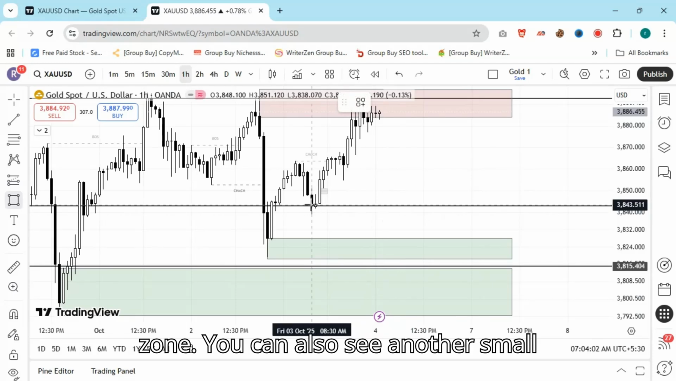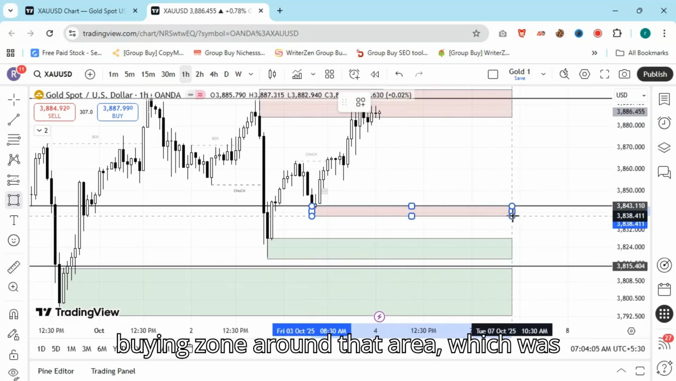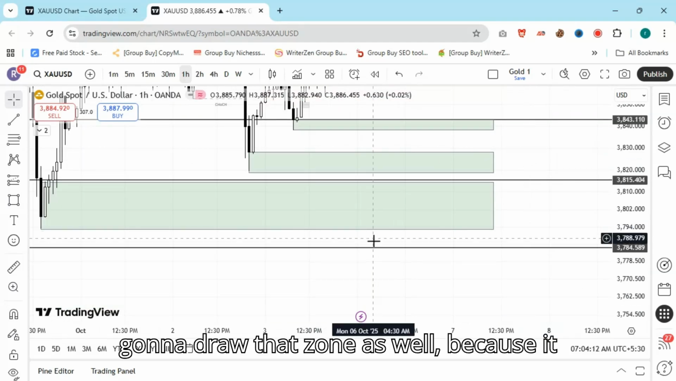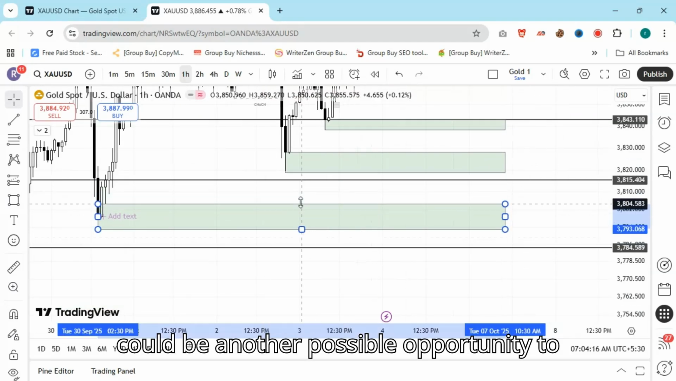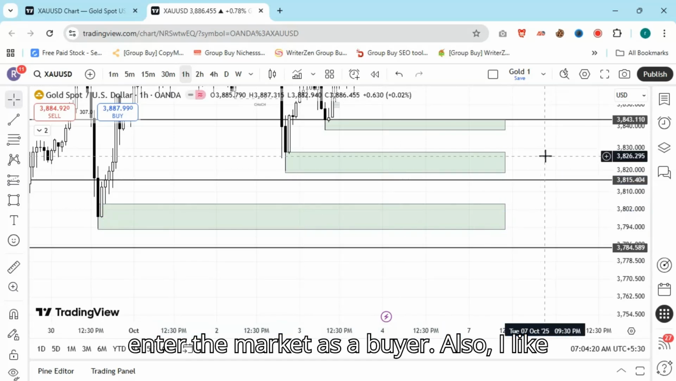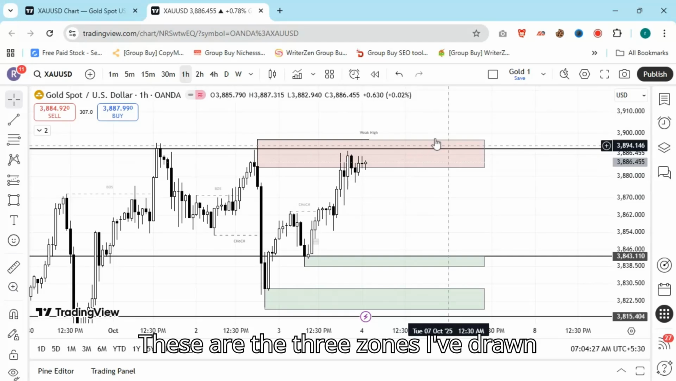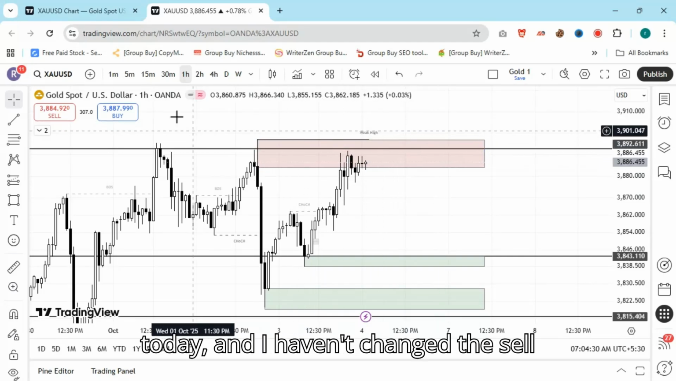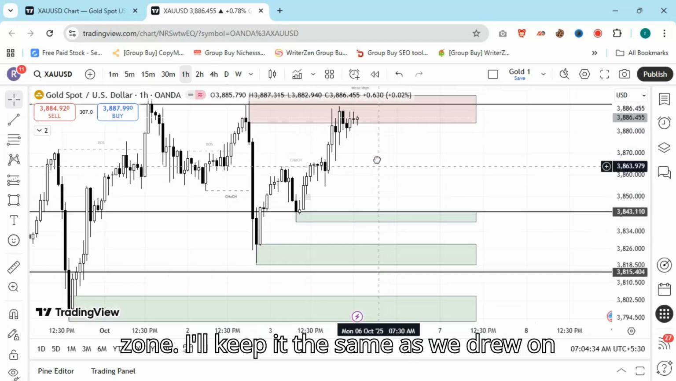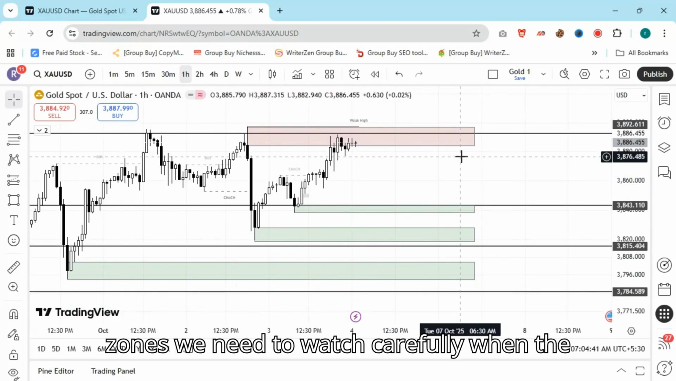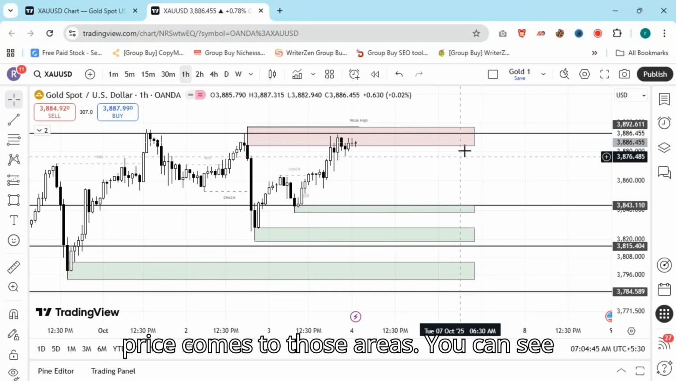You can also see another small buying zone around that area, which was not visible on the 4-hour chart. I'm going to draw that zone as well, because it could be another possible opportunity to enter the market as a buyer. Also, I like to reduce that third buy zone like that. These are the 3 zones I've drawn today, and I haven't changed the sell zone. I'll keep it the same as we drew on the 4-hour chart. These are the 4 zones we need to watch carefully when the price comes to those areas.